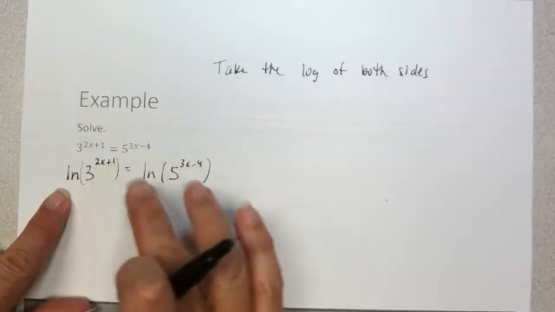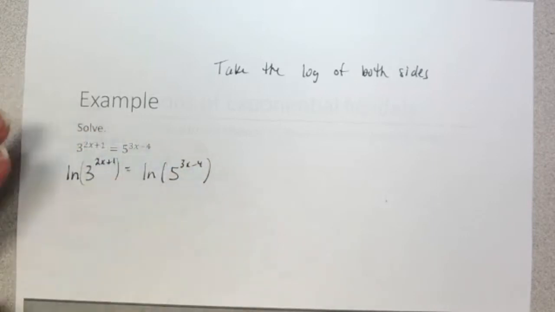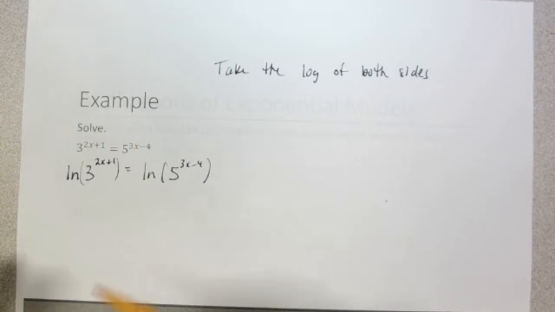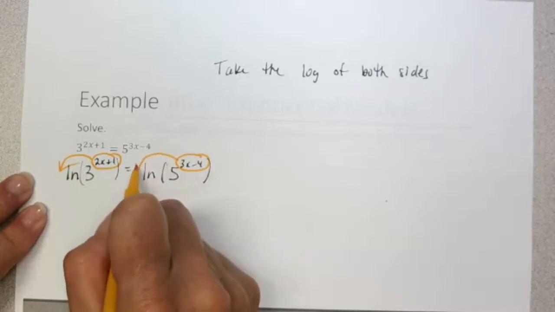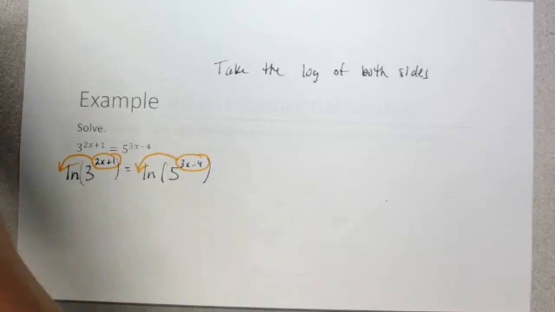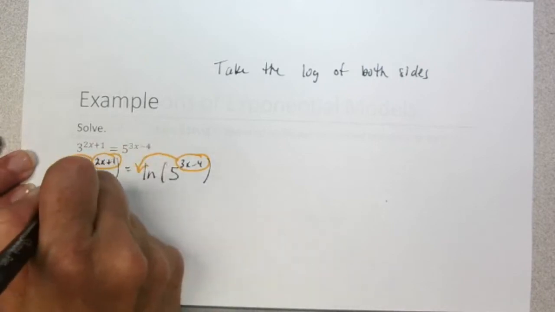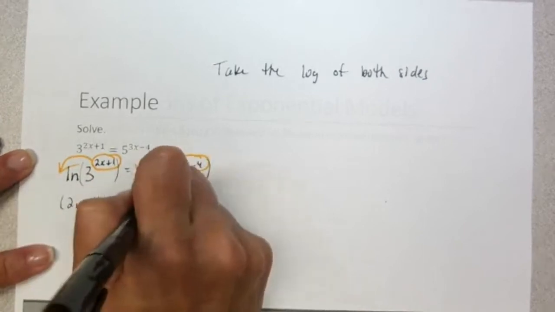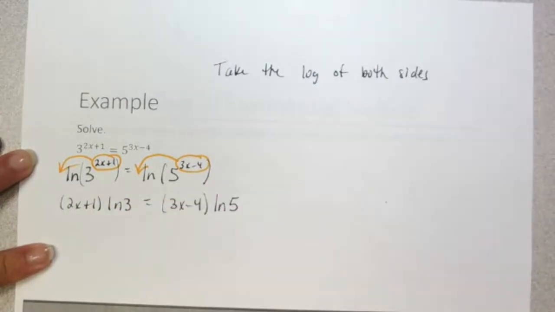And if I had the natural log of something equal the natural log of something else, I would know that something equals something else. So I can take the log of both sides here. I can use that in reverse. Now that these are logarithms, what do you think we're going to do here? We can bring down that exponent, right? We can use the power rule for logarithms and bring down that exponent. So then we have 2x plus 1 times the natural log of 3 is equal to 3x minus 4 times the natural log of 5.